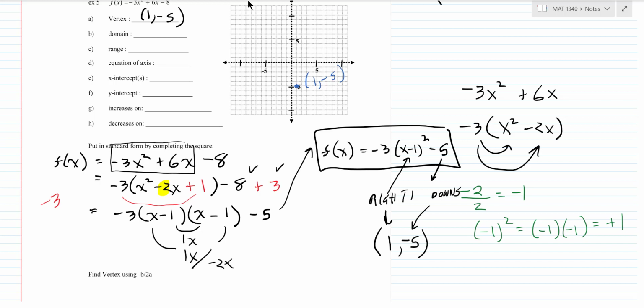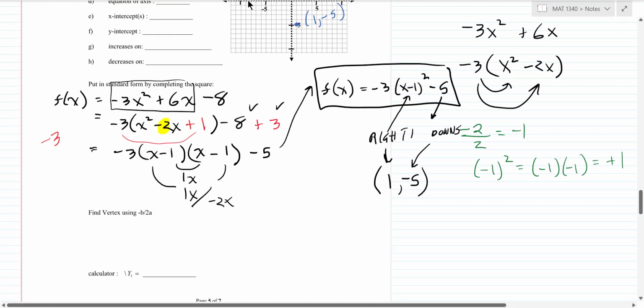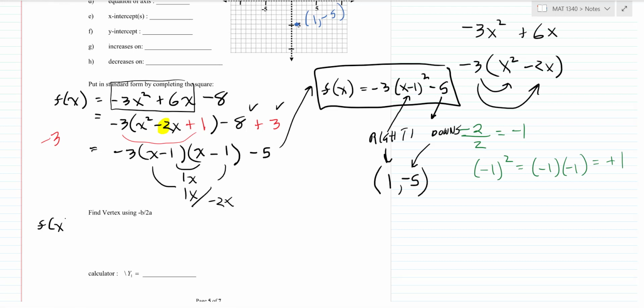So we already know roughly what it's going to look like. We just need to be a little more specific. Okay, let's go ahead and do the negative b over 2a part now. Down in this space here, just write down the original problem, which is negative 3x squared plus 6x minus 8. A is going to be negative 3. B is going to be 6, and we don't care about C because we're only doing negative b over 2a.